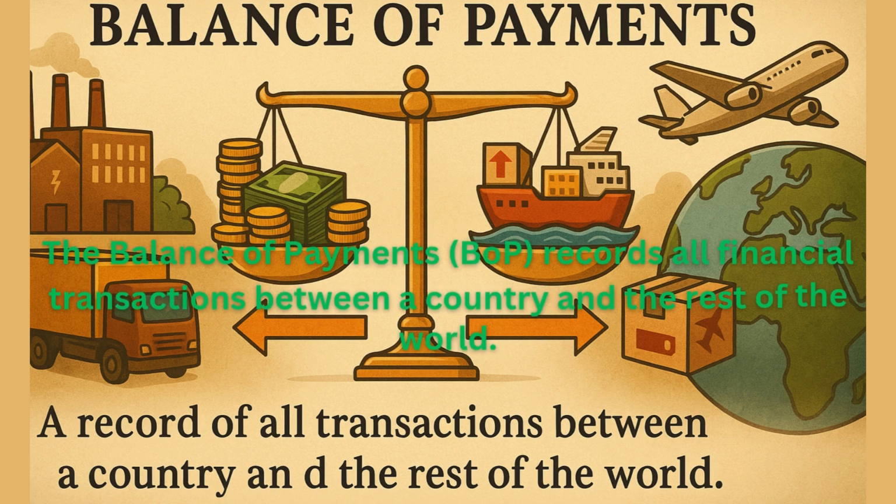Now the other term is balance of payments. So dear students, the balance of payments records all financial transactions between our country and the rest of the world. It includes imports and exports of goods, services like tourism, IT exports, and financial flows, foreign investments. For example, Pakistan often runs a current account deficit because imports are higher than exports.